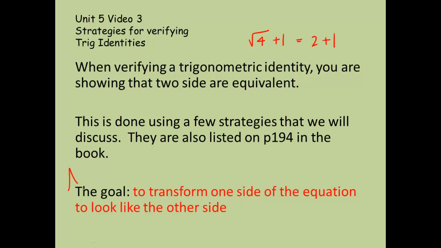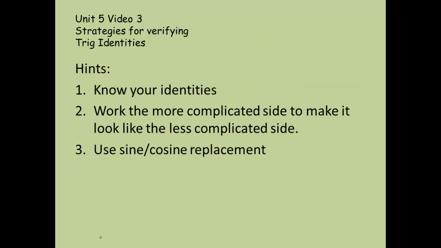But remember, our goal here is to transform one side of our equation to look like the other side. We're going to leave one side alone and change the other side. So let's talk about some strategies to do this. The first thing you need to know is your identities. You must be familiar and comfortable with replacing all of the identities and recognize them when you see them.